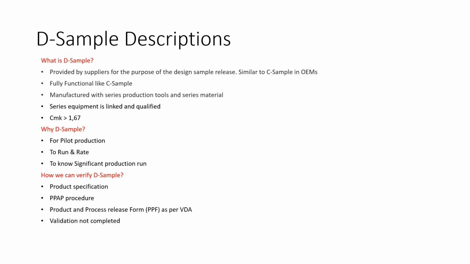So how can you verify D sample? You can verify D sample with the characteristics specified in the product specification, the PPAP procedure or production part approval procedure, and the PPF procedure, that means product and process release form as per VDA, and validation which is not completed. So I have completed this topic.